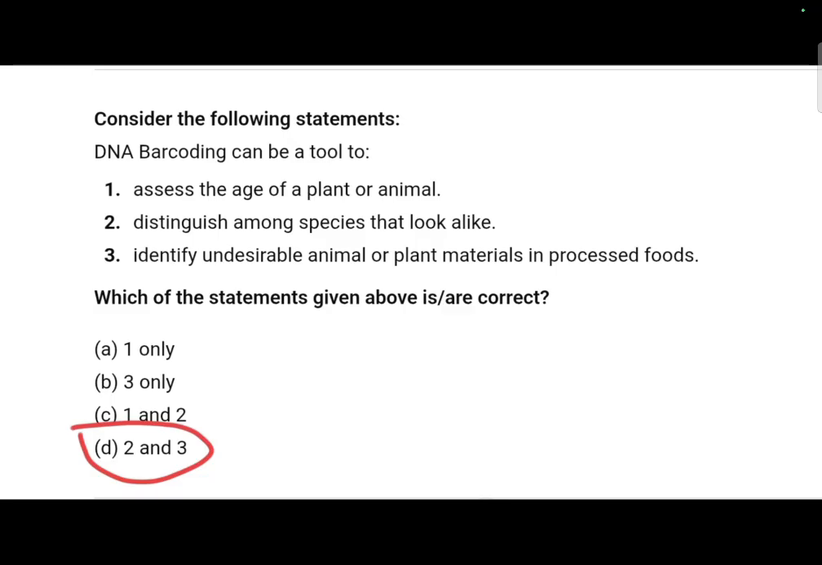Distinguish among species that look alike? Yes, that is the very idea of DNA barcoding, right? The third is identify undesirable animal and plant products in processed food. As we just discussed, it is also used to understand the safety levels by identifying microbial contamination. So this statement is correct. So this brings us to the answer, that is 2 and 3.